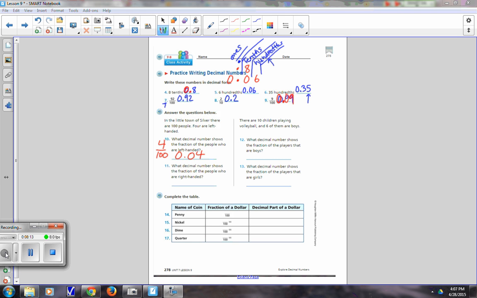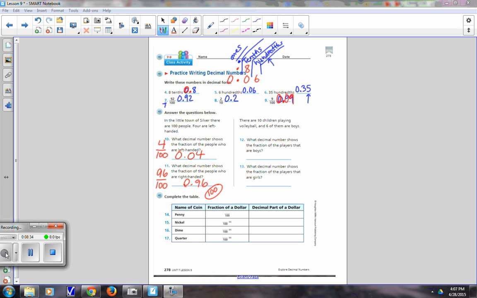What decimal number shows the fraction of people who are right-handed? So it's what's left over. So it's going to be 96/100 shows us how many are right-handed. So 4 and 96 have to equal how many people live in the town, if you're wondering how I got that.